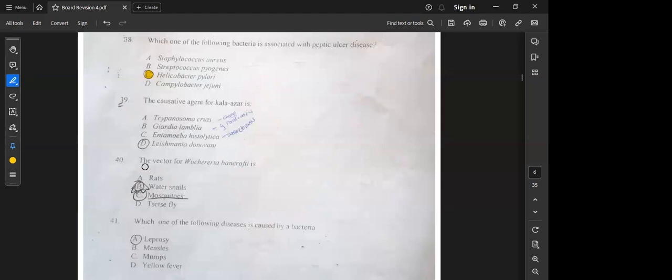So the next question reads, what is the causative agent of kala-azar? Leishmania donovani. We've discussed this in depth, including the insects or organisms associated with its spread, so we won't go into much detail. Then the next question asks, what is the vector for Wuchereria bancrofti?